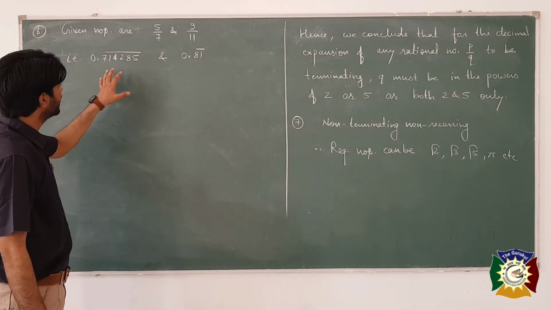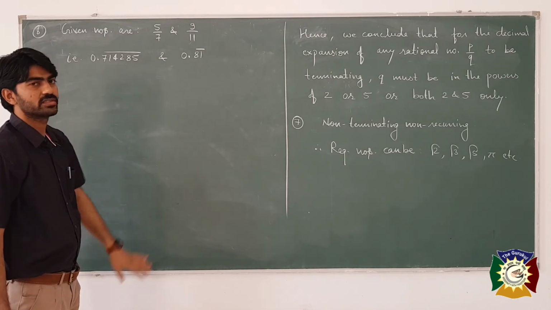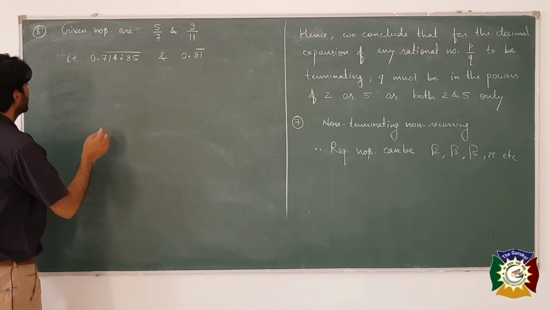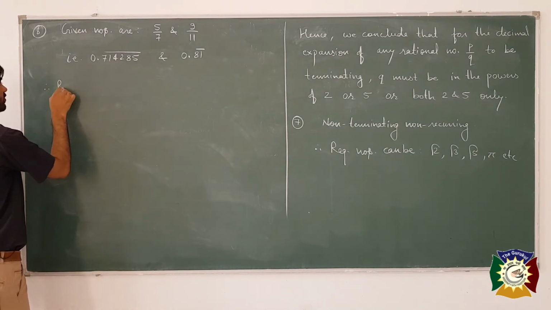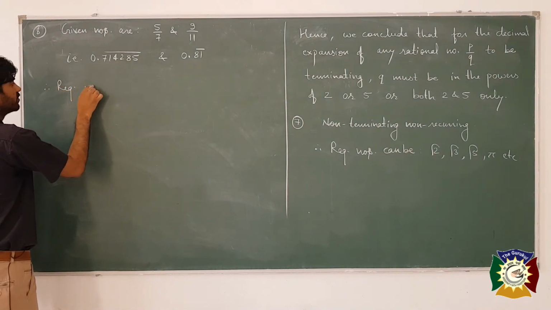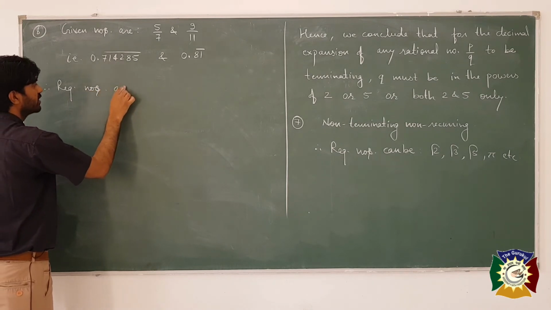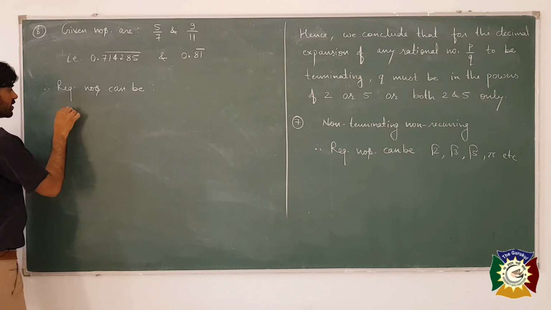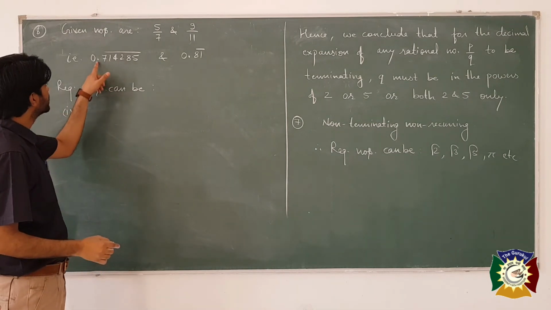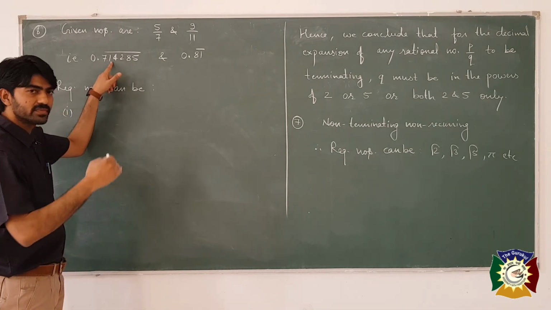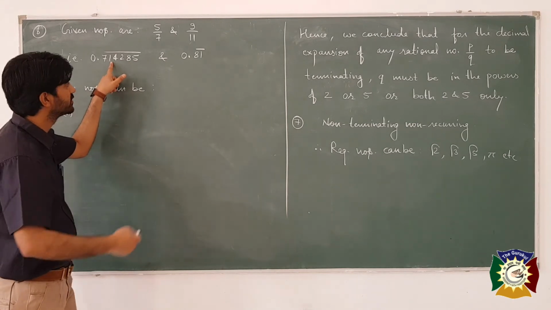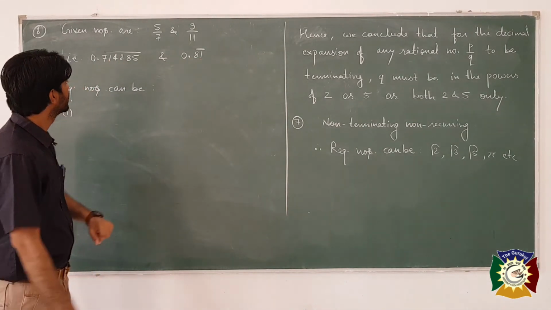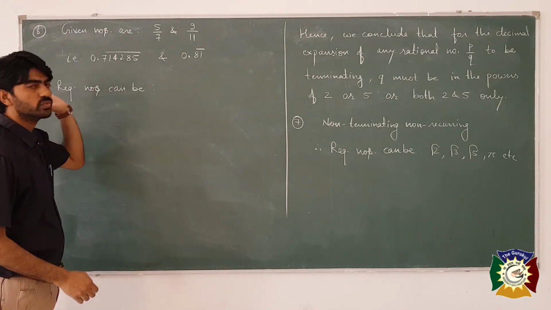Now we have to find 3 irrational numbers in between them. So see how we can write. Therefore, the required numbers can be, first, see, 0.71, the number should be greater than this, and 0.81, the number should be less than this. So I am taking 0.72.